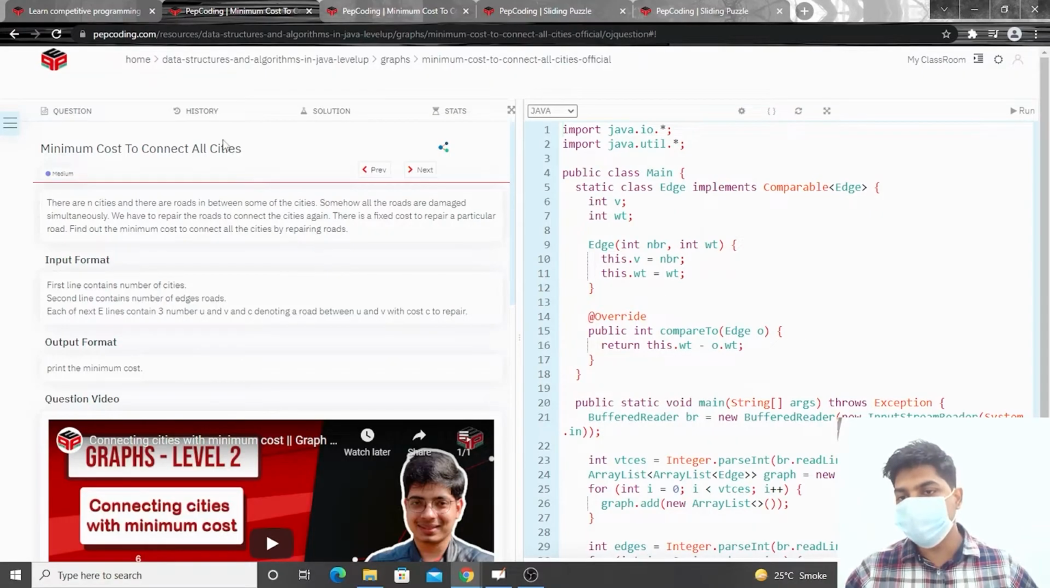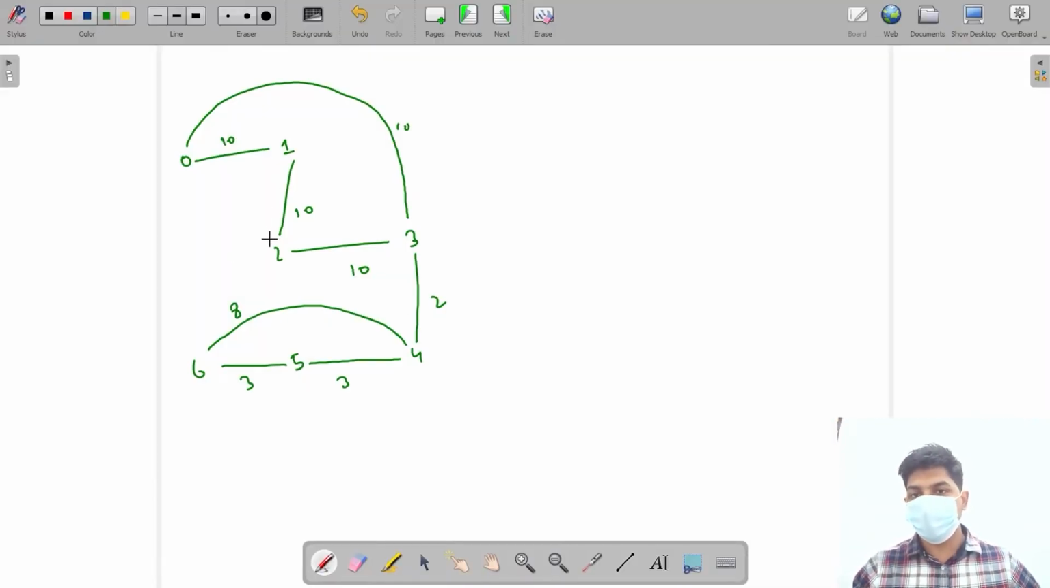Hi guys, so in this video we'll be solving this problem: minimum cost to connect the cities. Okay, so let's first understand the problem. In this problem a graph will be given to us.